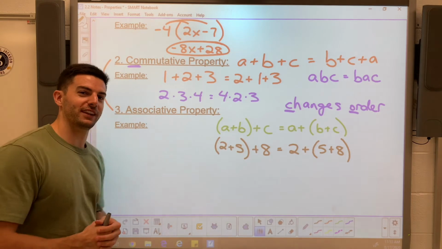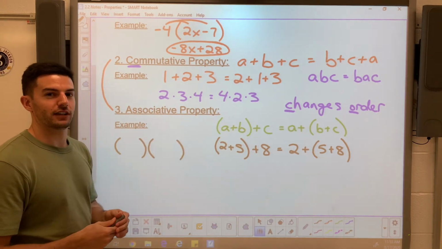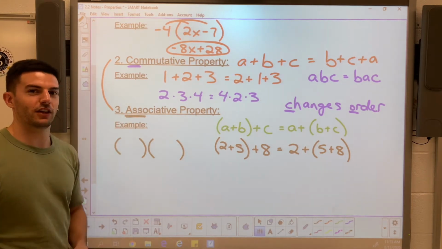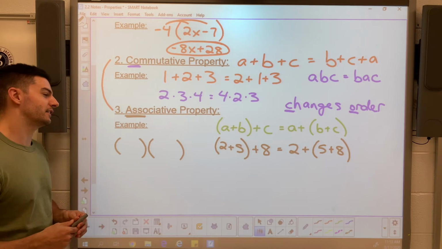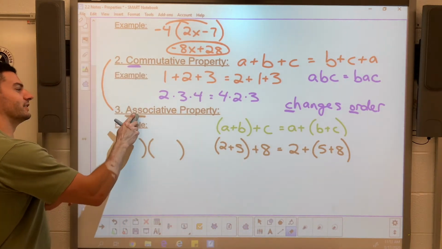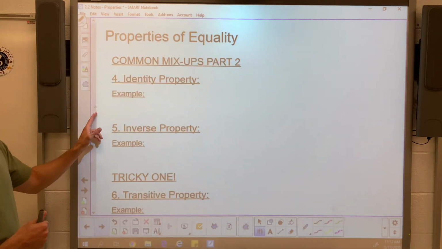A college professor told me this, and I never forgot it. Parentheses kind of look like somebody's behind, and the associative property begins with another word for somebody's behind. There's your way of remembering it. I'm sorry that that's a little bit inappropriate, but in terms of a memory trick, it works. So there you go. Moving on.